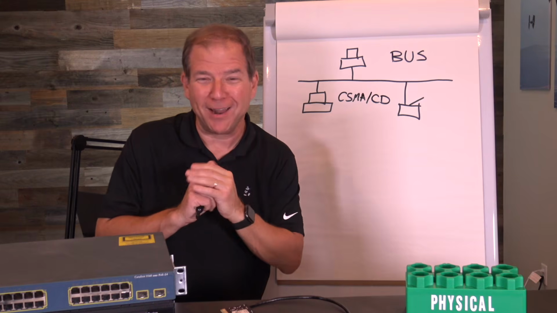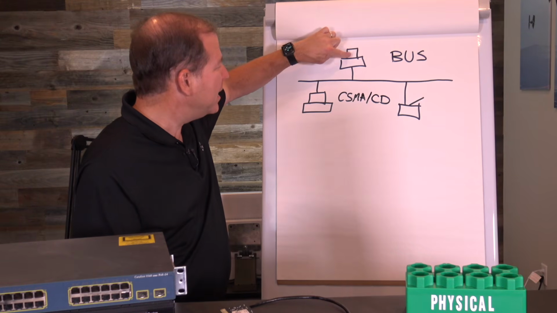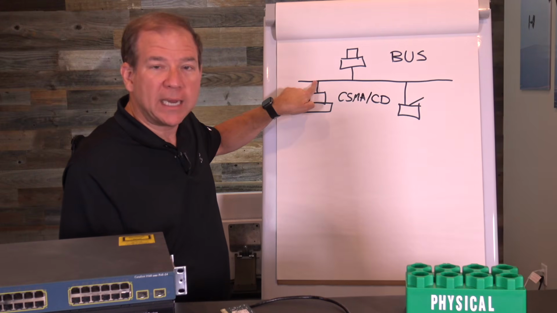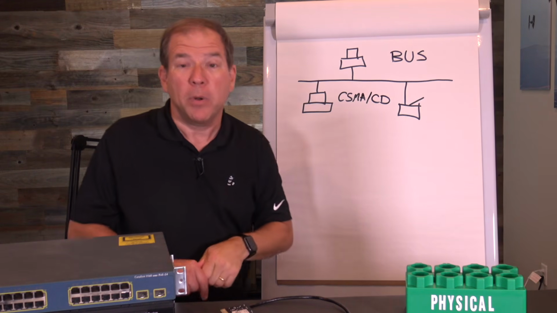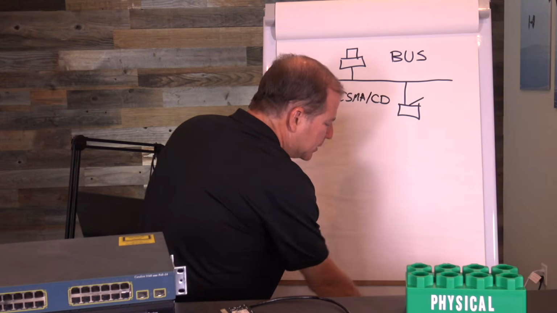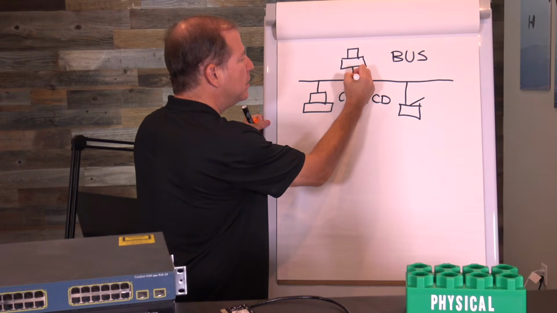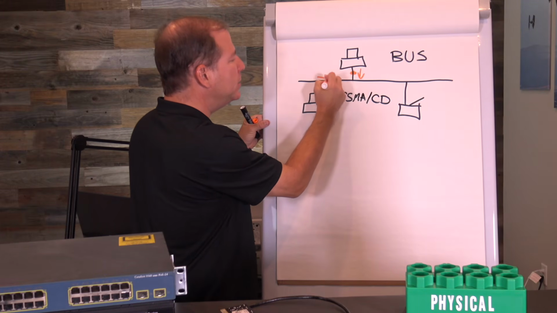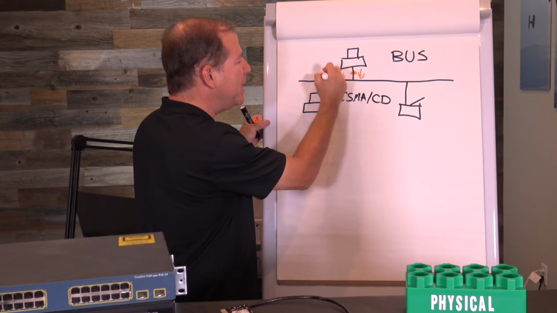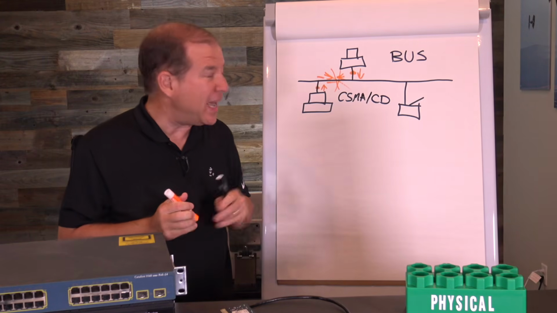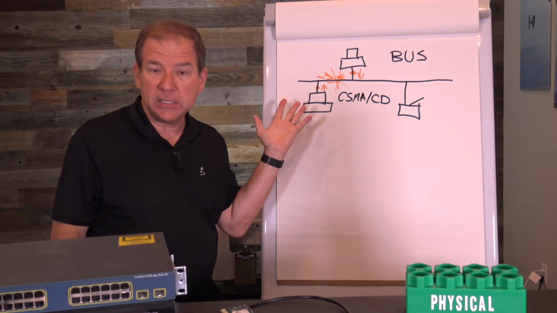Now, here's the challenge. What if we've got somebody up here and she sends data on the wire, and he sends data on the wire at exactly the same time because they listened to the same period of silence? If that happens, let's say that she's sending a packet down, he's sending a packet up. When those packets meet, there's going to be a collision, and a collision is going to corrupt that data, and we're going to have to retransmit.